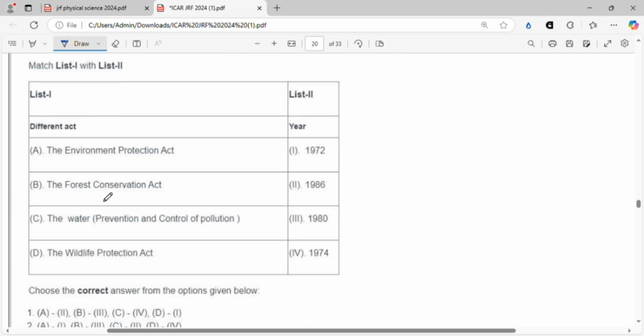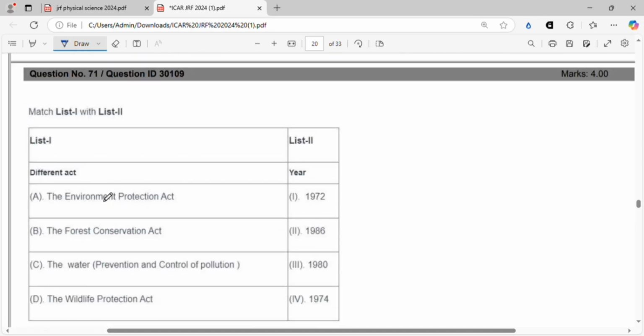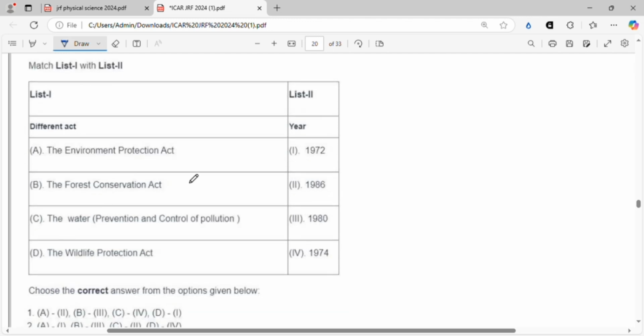All right, moving on. Again, another question. This is from environmental science. As you can see, you have to match the act along with the year in which they were implemented. So this also needs no concept. You just have to know it. Environment Protection Act. I think you should know it. This is basic common general knowledge and basic environmental science. You should of course know it.